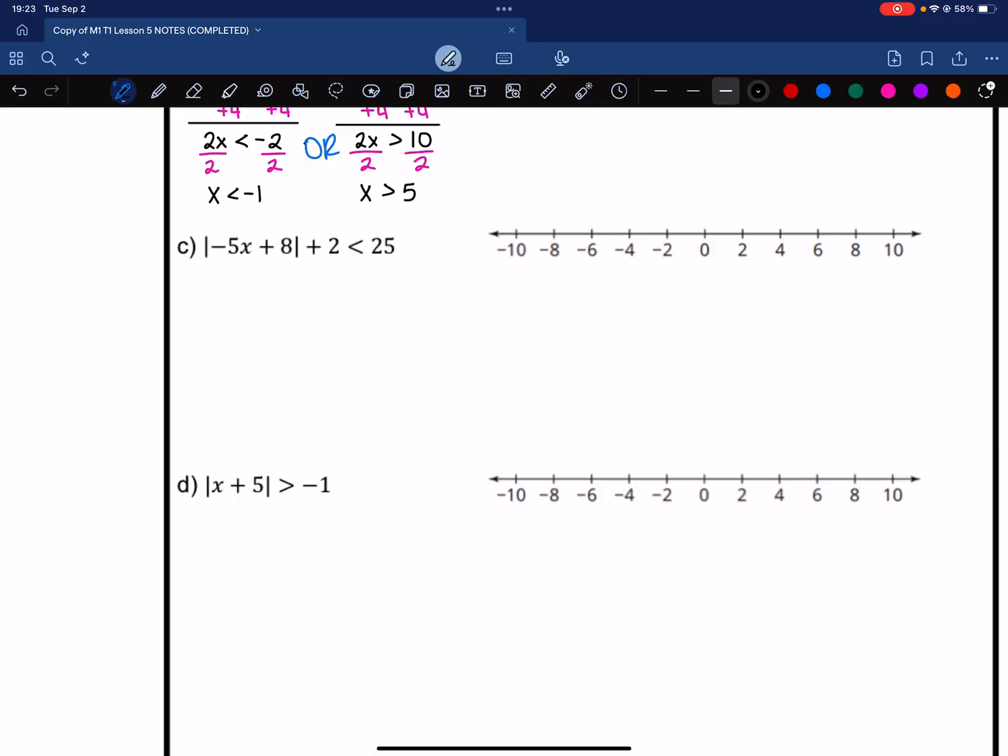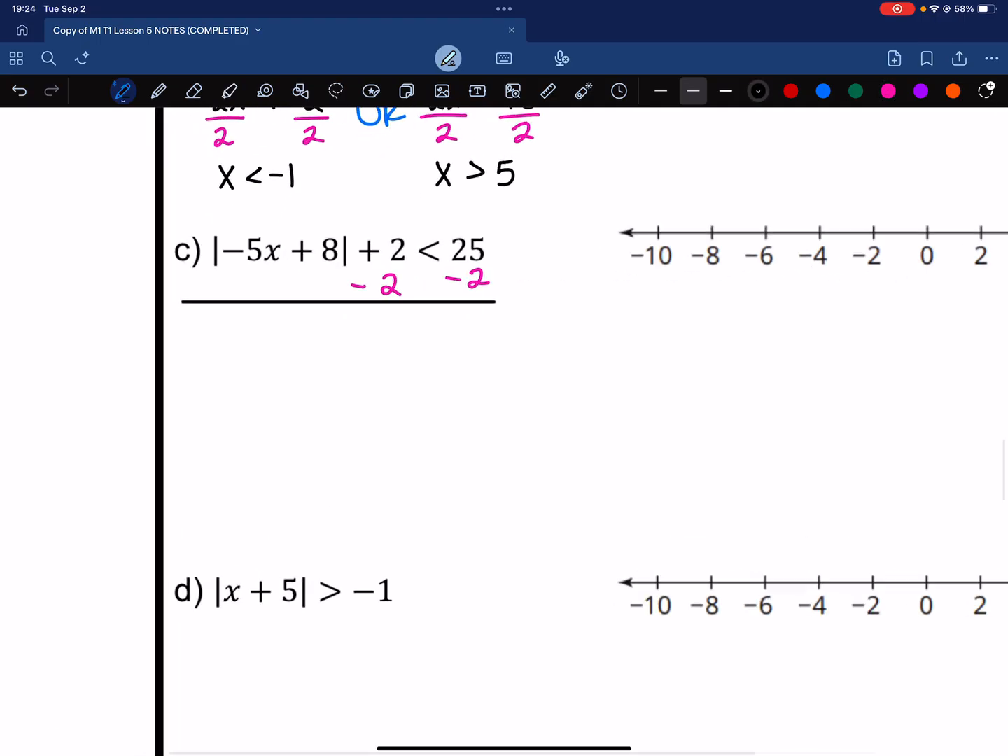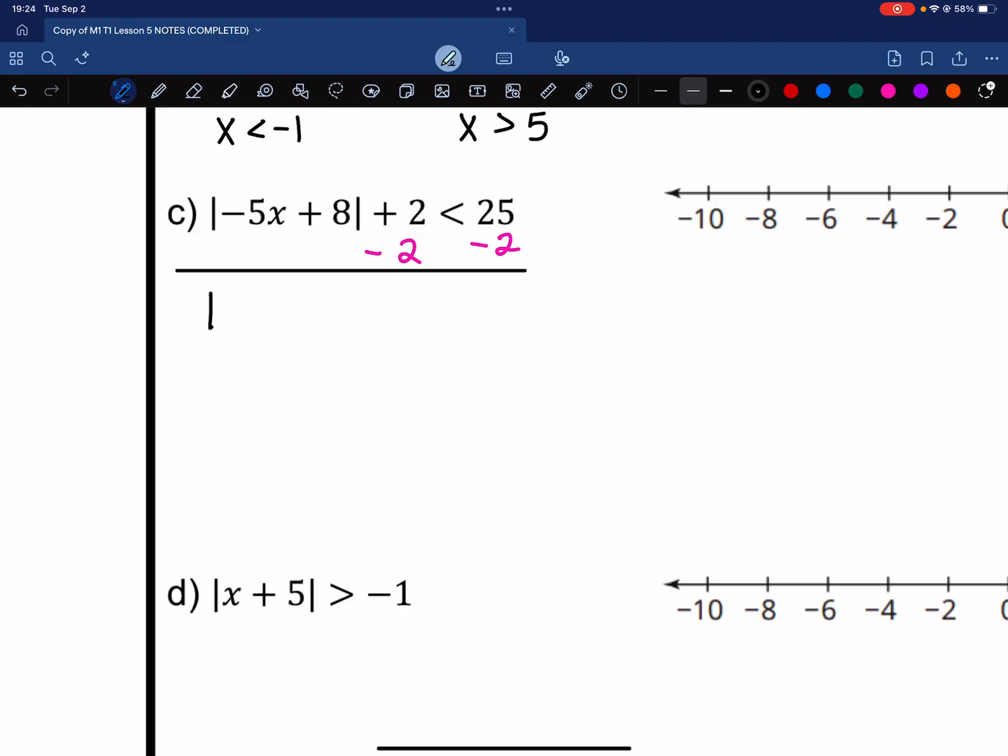On the next one, we have to check, is there anything being added, subtracted, or multiplied or divided to the absolute value bars? And the answer is yes, there's a 2. So we got to move that 2 first by subtracting 2 from both sides. When we subtract 2 from both sides, we get the absolute value of -5x plus 8 is less than 23.